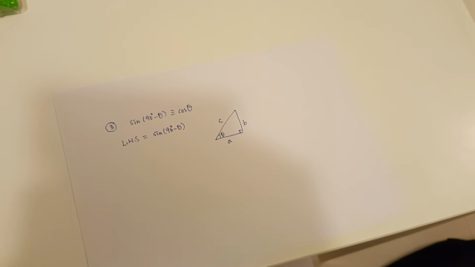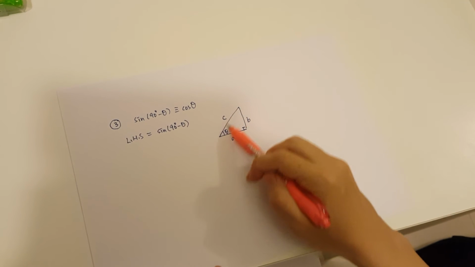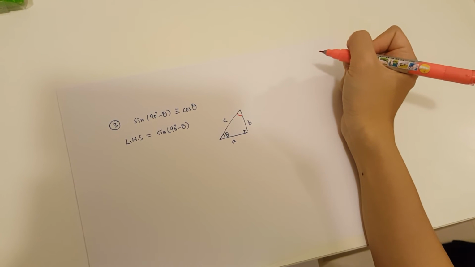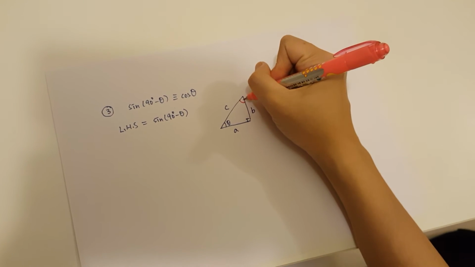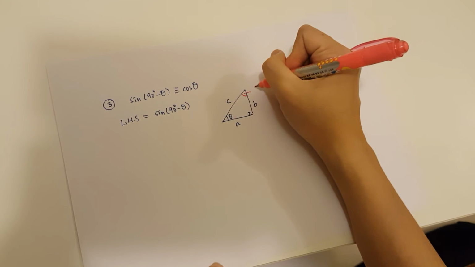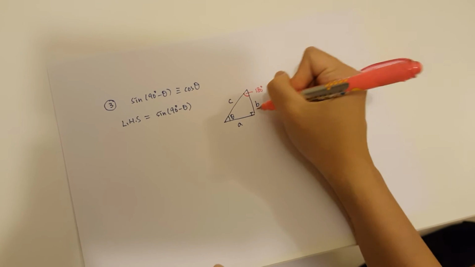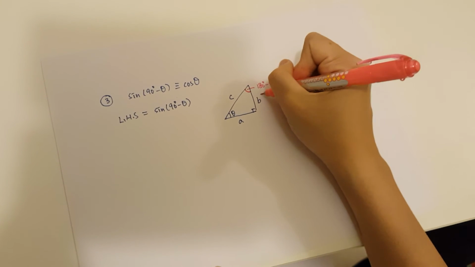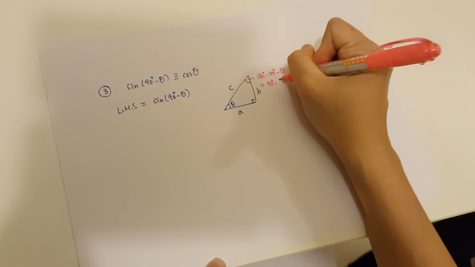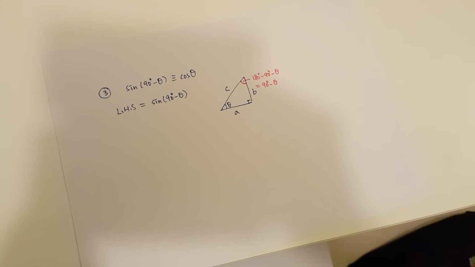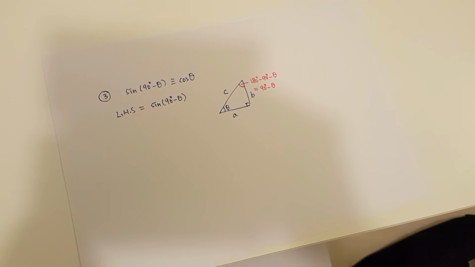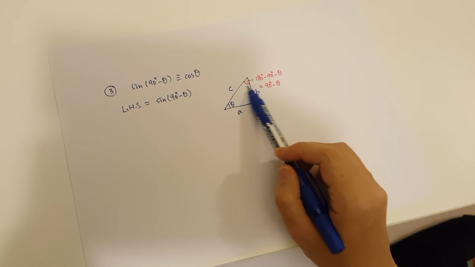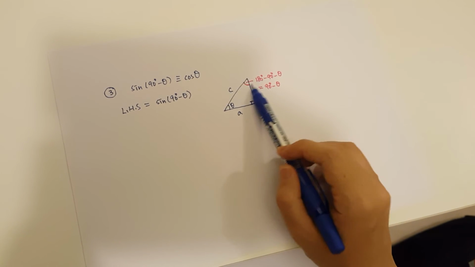Okay, now if we use this right angle triangle, and consider this angle, by the angle sum of a triangle, the size of this angle is equal to 180 degrees minus 90 degrees minus theta, that is 90 degrees minus theta. Okay, and then we will focus on this angle with the size equal to 90 degrees minus theta.